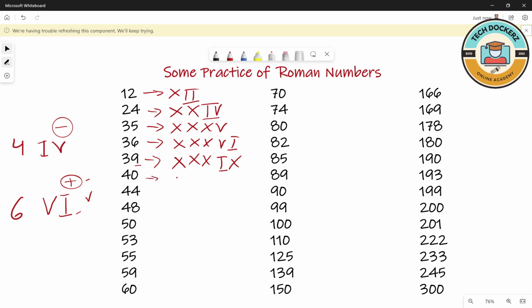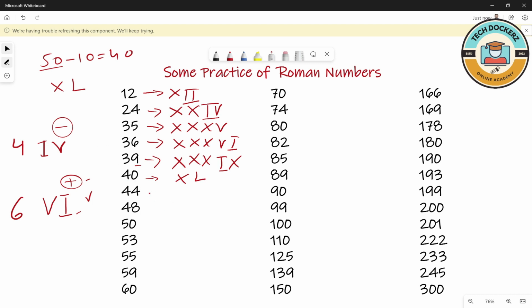How can we write 40? As per the first rule, we cannot repeat X 4 times. So we can write 40 using subtraction method. 50 minus 10, which is equal to 40. In Roman numbers, how can we subtract? The smaller value, which is X, followed by the bigger value. What is the bigger value here? L. So XL represents 40.